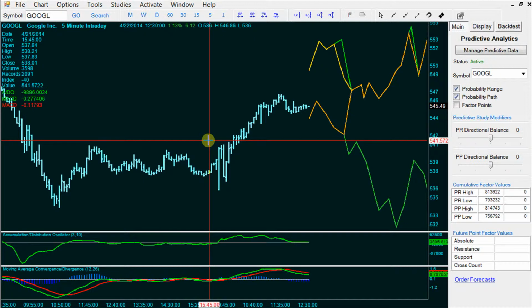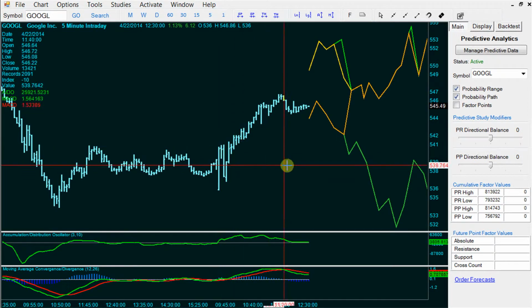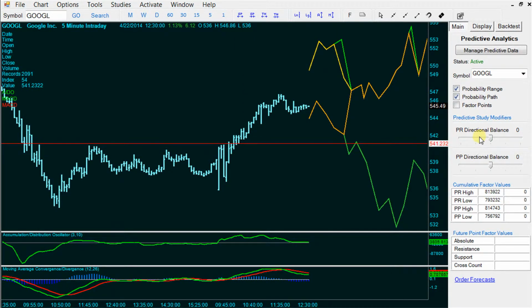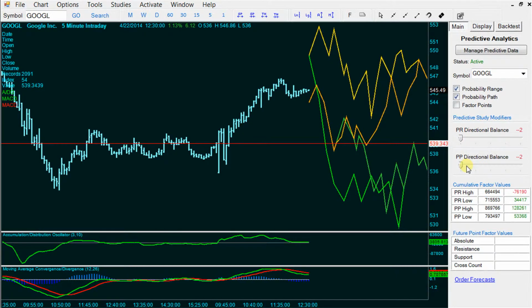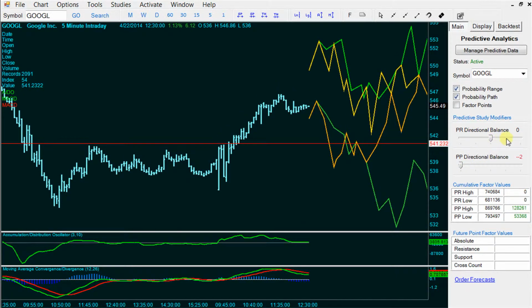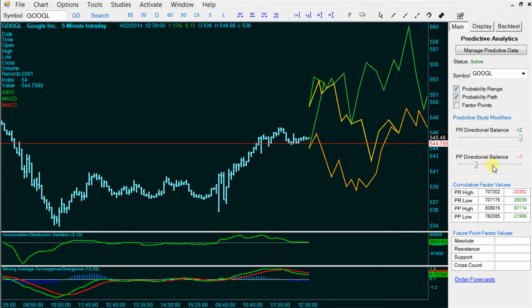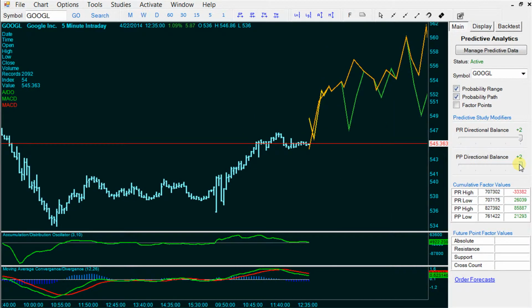The probability lines can additionally be adjusted for negative or positive market bias. Positive directional balance adjustments reflect computer models' most optimistic view of the future.